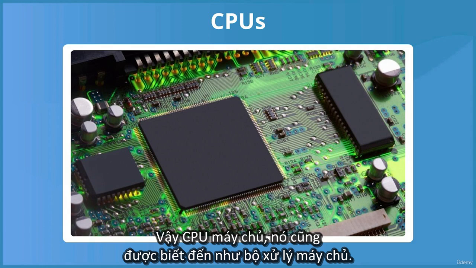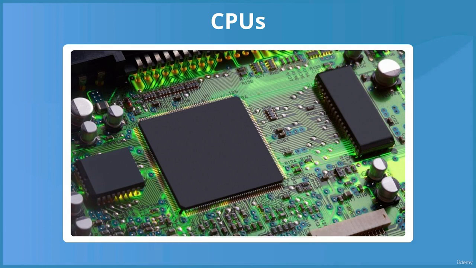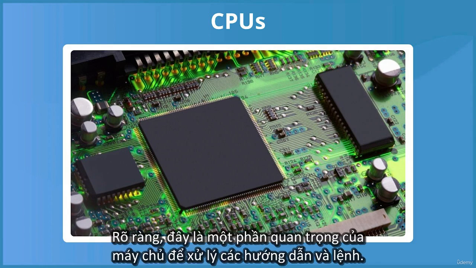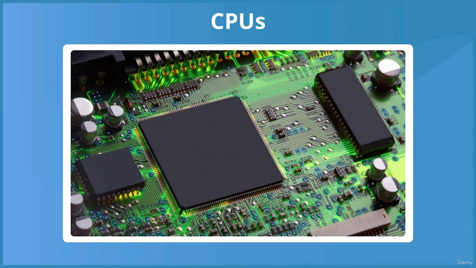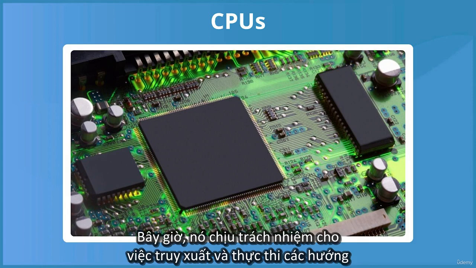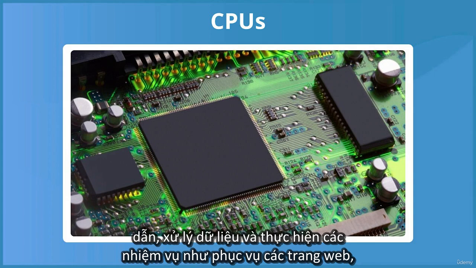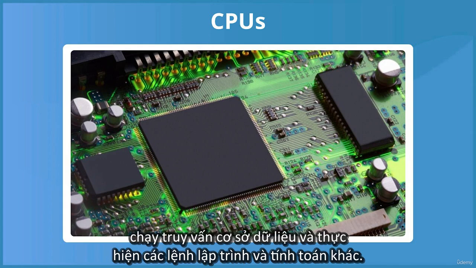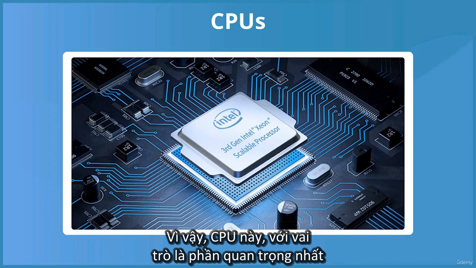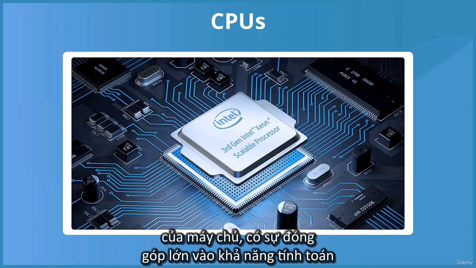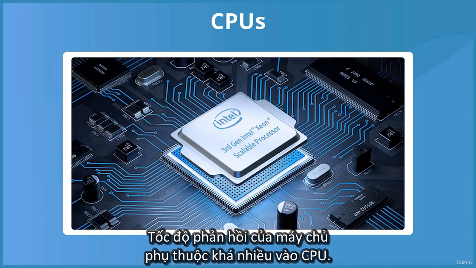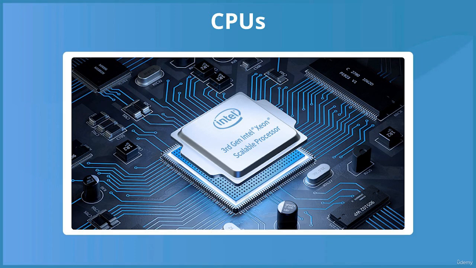So the server CPU, it's also known as the server processor. Obviously, it's a vital part of the server that processes instructions and commands. Now, it's responsible for retrieving and executing instructions, processing data, and performing tasks such as serving web pages, running database queries, and executing other programming and computational commands. So this CPU, as the most important part ever of a server, has a huge contribution to servers' computing capacities. So the response speed of a server is significantly dependent on the CPU.